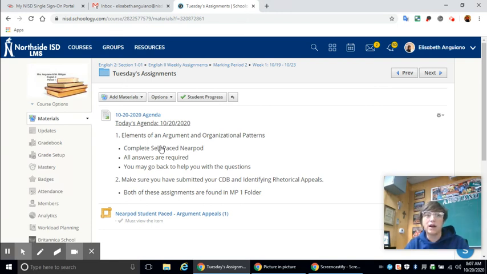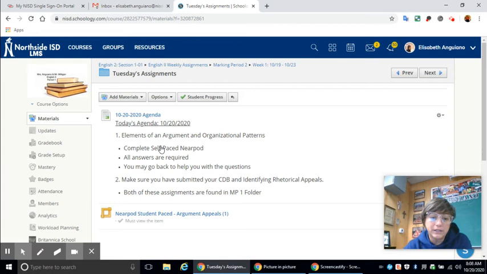Maybe one paragraph would be a compare and contrast. Maybe another paragraph would be an advantage, disadvantage, right? So authors and writers a lot of time write in multiple modes of patterns, right? And so this Nearpod is going to take you through what falls under each category.